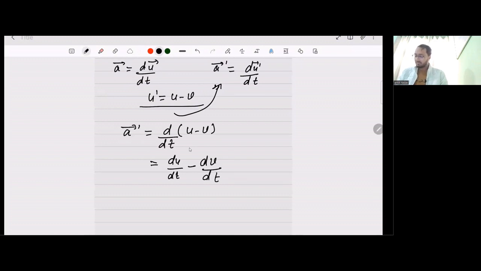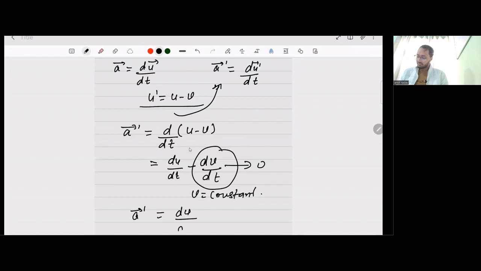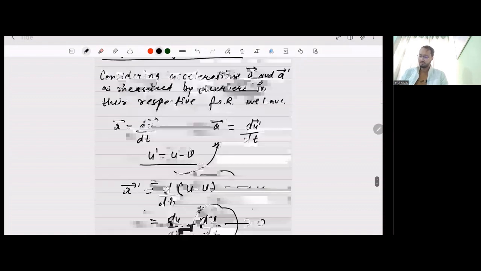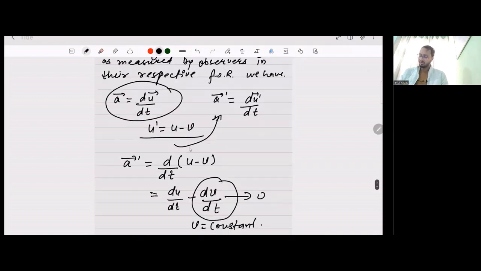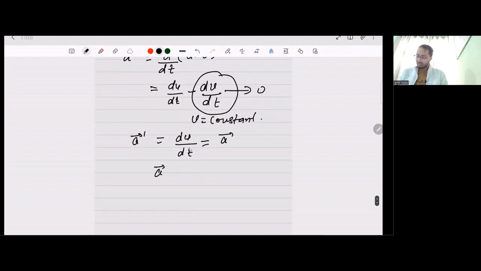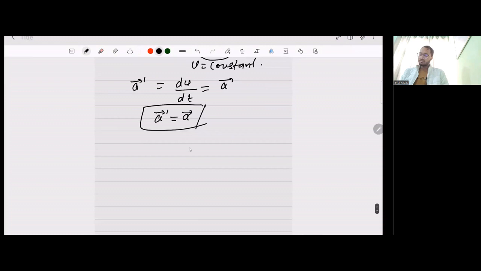If v is constant, then this quantity will become zero. Only this quantity will become zero. What will be there? Acceleration is equal to du by dt. This du by dt is what? This is acceleration. Okay. Now, so acceleration also remains invariant under Galilean transformation. Okay. So acceleration measured by two observers in two frames of reference respectively are the same.